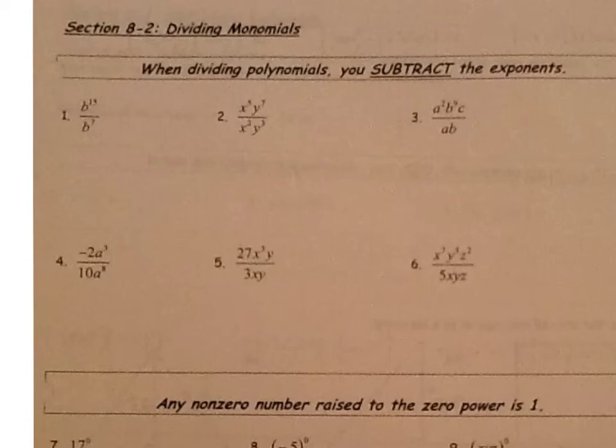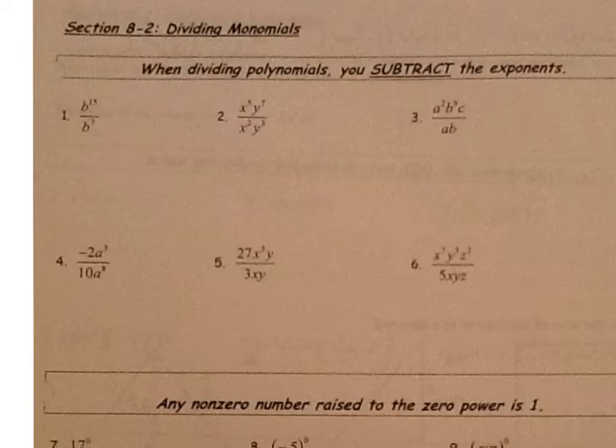Alright, we're going to do two sections in this video. We're going to do 8.2, which is dividing monomials, and 8.3, which is scientific notation. And I know you've done scientific notation before, so we're going to spend most of the time on 8.2 here. Alright, so when we divide polynomials, you're going to subtract the exponents.